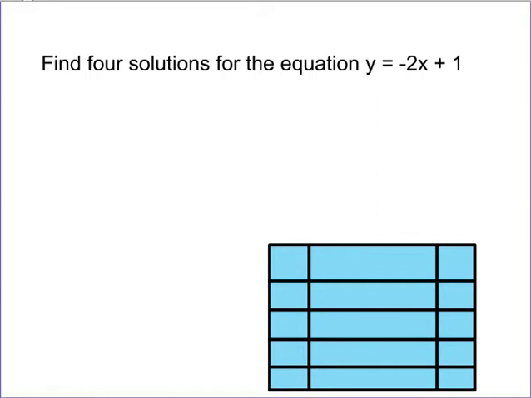The first thing that we're going to have to do, and you'll need to do this on your homework, is bring back the function table that you've seen before, and you'll be filling out function tables and solving for x and y values. So on the function table, we'll have an x value and a y value, of course. It says find four solutions for the equation y equals negative 2x plus 1. And that equation goes right here, y equals negative 2x plus 1.